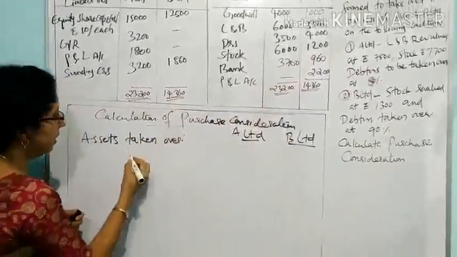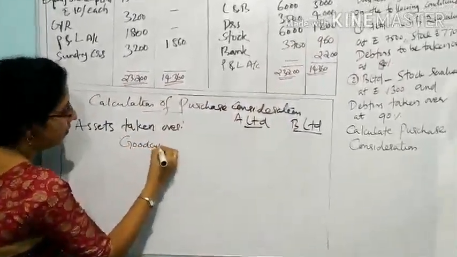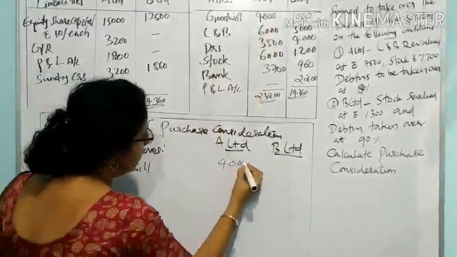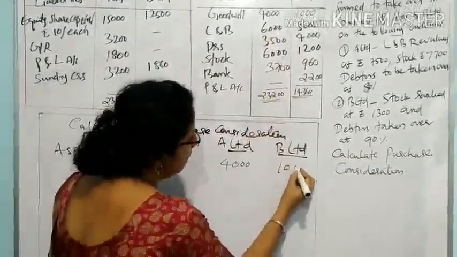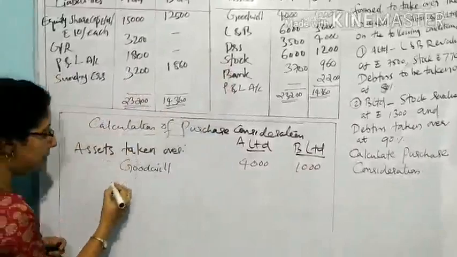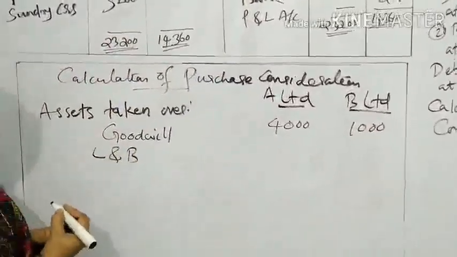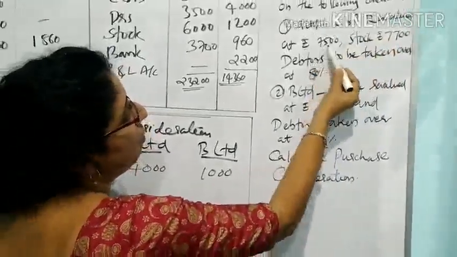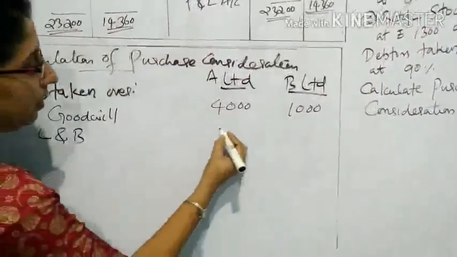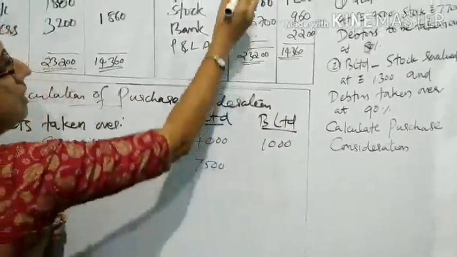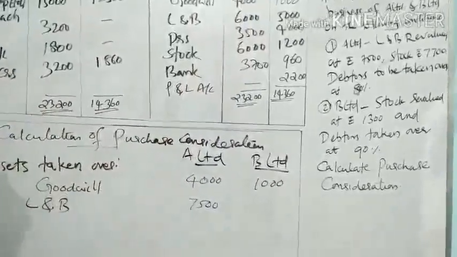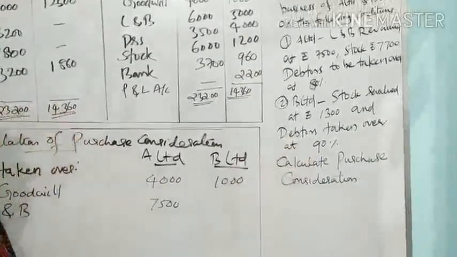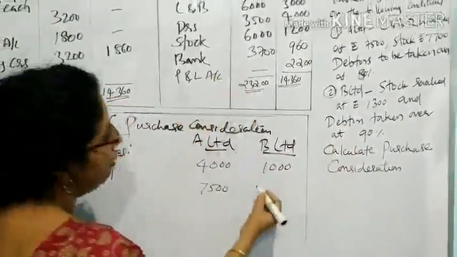So our first item is goodwill. Goodwill for A Limited 4,000, then for B Limited it is 1,000. Next item, land and building. In our adjustment, land and building is revalued at rupees 7,500, so you should record 7,500 instead of 6,000. Then for B Limited, land and building 5,000, but there is no agreed value given in your adjustment, so we can take the 5,000 itself.